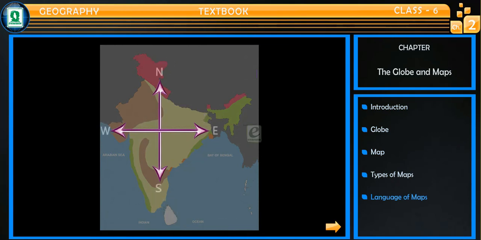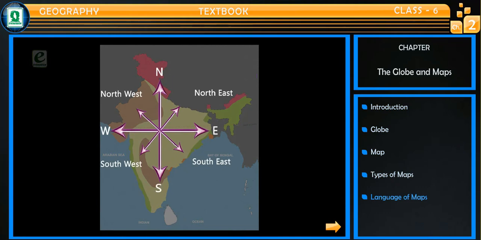This is an instrument which shows the directions. Besides these 4 major directions, the intermediate directions like the northeast, the southeast, northwest, southwest, etc. can also be easily found.